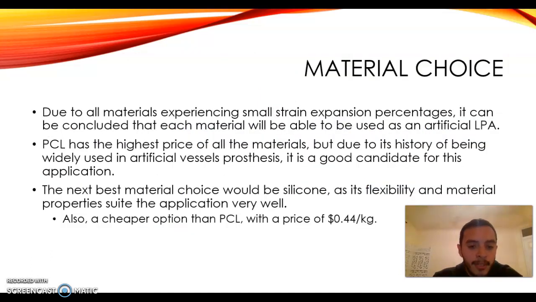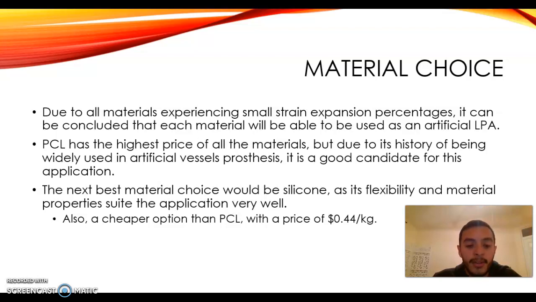Alright, so due to all materials experiencing small strain expansion percentages, it can be concluded that each material will be a suitable candidate as an artificial LPA. The PCL had the highest price of all the materials, but as I said, it has been used for artificial blood vessel prosthesis. So this is always a good choice, as we know that it's going to work for a long period of time. It's going to have a high durability as well.